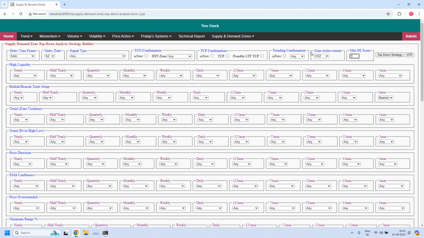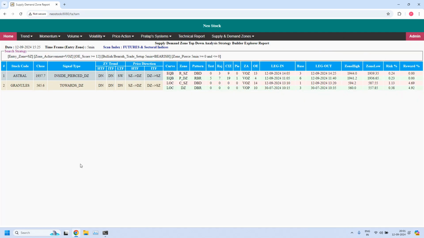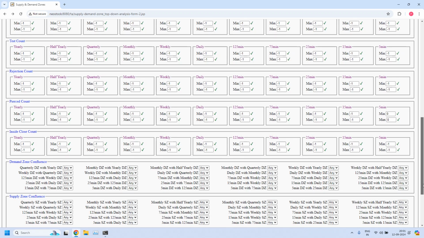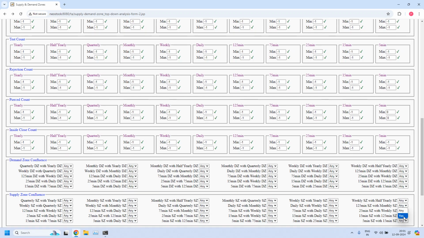Minimum odd enhancer score is 12. And all the 3 filters are applied to 5-minute supply zone. 2 stocks are filtered. And these 2 stocks are currently supporting hourly income trade, bearish trade setup. Let's verify how many of these stocks are having confluence with the ITF time frame. That means 5 minutes and 15 minutes supply zone confluence. So enable 5 minute supply zone with 15 minute supply zone.